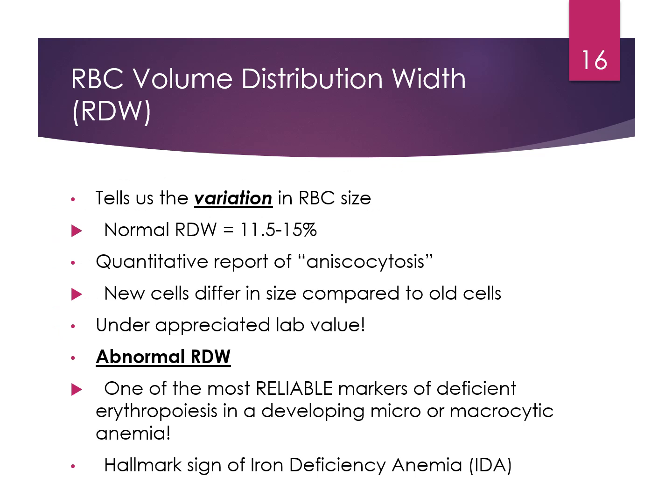Now let's talk about what the RDW tells us related to anemias. This result, which you will see on your CBC report, gives you an indication of the variation in the size of the RBC cells. This becomes important because we know that new cells and old cells have different sizes. So this can help us as practitioners to see if there may be some type of deficit occurring within the erythropoiesis that is occurring in the bone marrow. It is also known to be a hallmark for iron deficiency anemia as well.